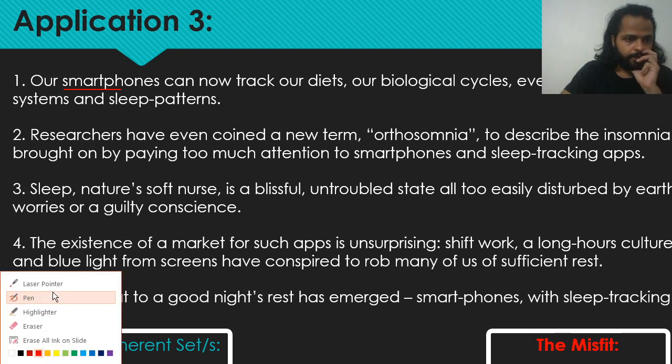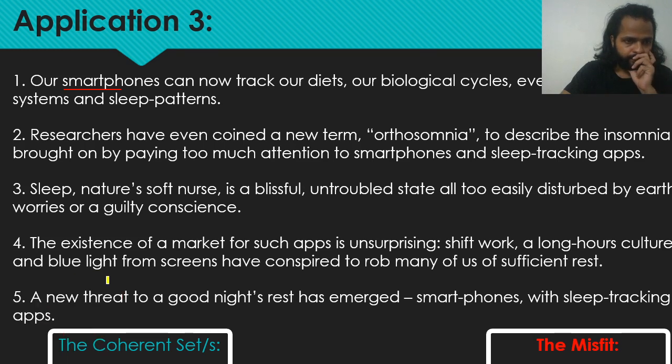Our smartphones can now track our diets, our biological cycles, or even our digestive systems and sleep patterns. Okay, so maybe I'll just take a mental note that it talks about how smartphones can track a lot of stuff, including biological cycles, sleep patterns, etc. So the key points for me here would be smartphones and tracking all things related to our body, like our body cycles or biological cycles. Fair enough. We'll move on to the next one.